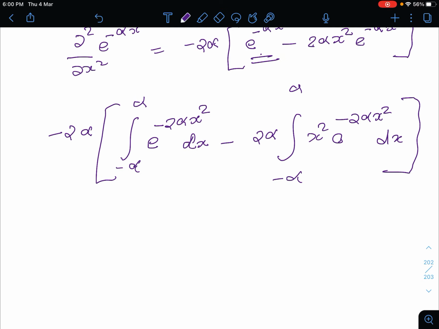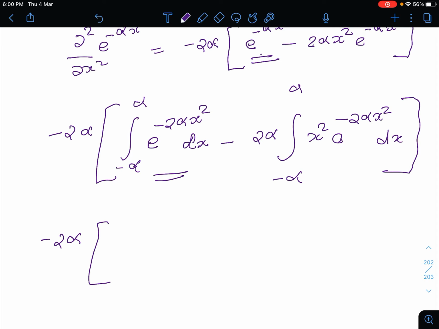So this value is a standard integral. It seems we did not do it at the start, right? It is a standard integral. So I think we got it. So that is minus 2 alpha. What is the integral minus infinity to plus infinity e raised to minus 2 alpha x square? So we have to check what that is.